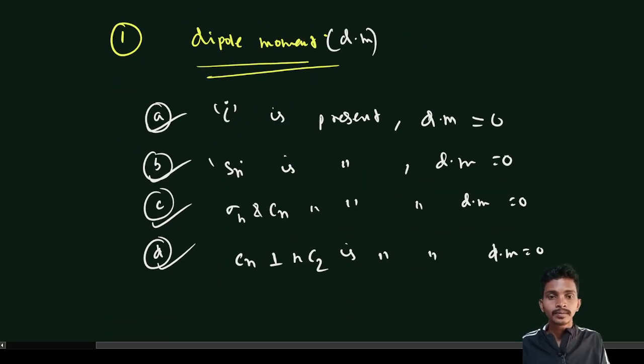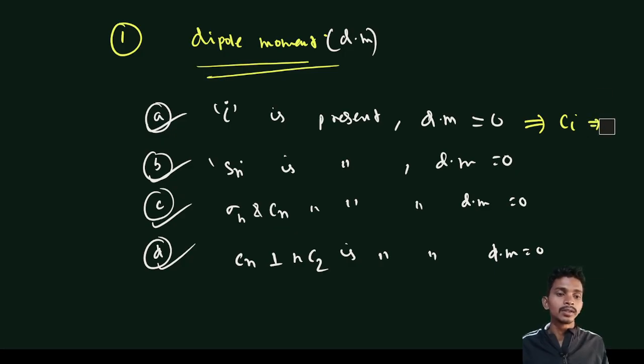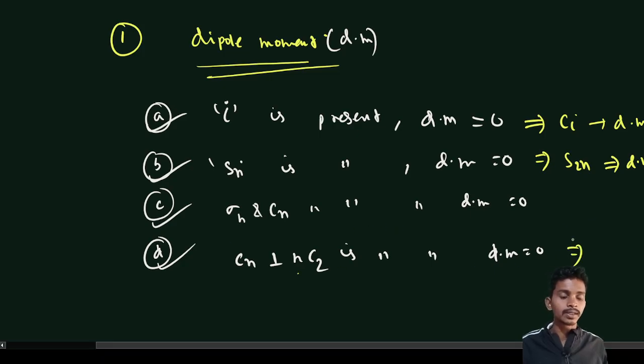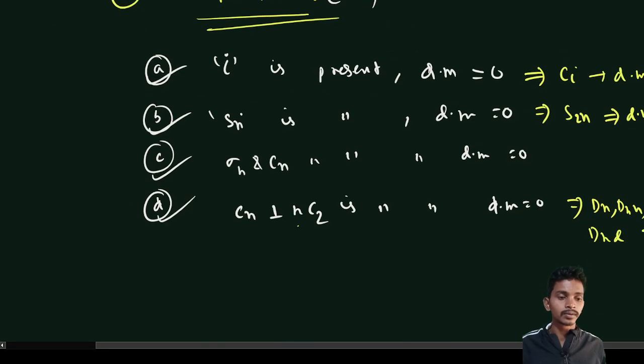So from here I can say that for the Ci point group, the dipole moment is 0. If S2n is there, the dipole moment is 0. From there, Cn and sigma h, or we can say this. All the dihedral groups, that is Dn, Dnh, Dnd, have dipole moment 0, or more than one Cn axis.